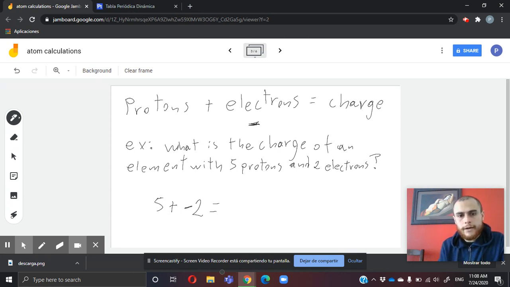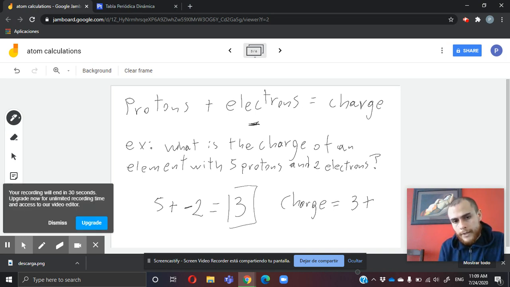So 5 minus 2 will be 3. So in that case, the charge is going to be 3 positive. Now in chemistry, I'm going to put the positive or the negative backwards, so I'm going to put it after the number. And if the number that I get from this comes up negative, then I'm going to put the negative on the other side. And that's it. Okay, we're going to do a few more examples on the next one.